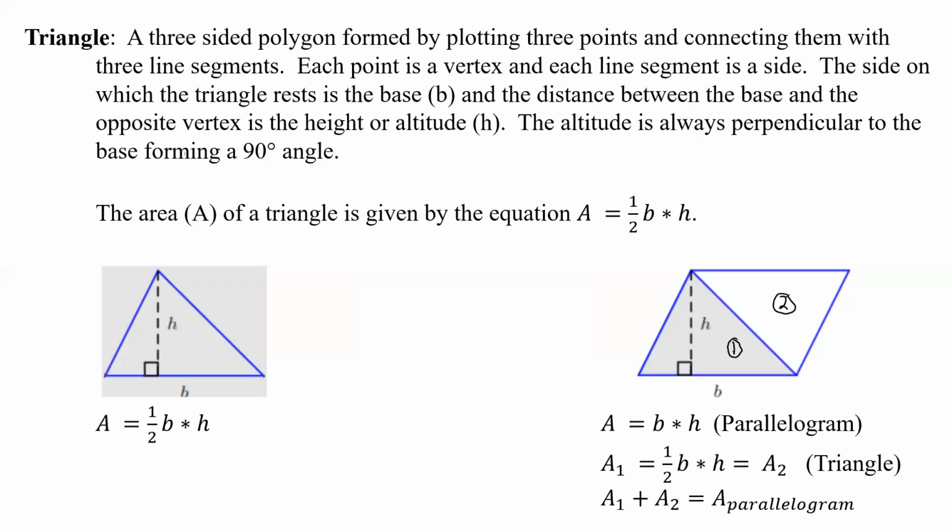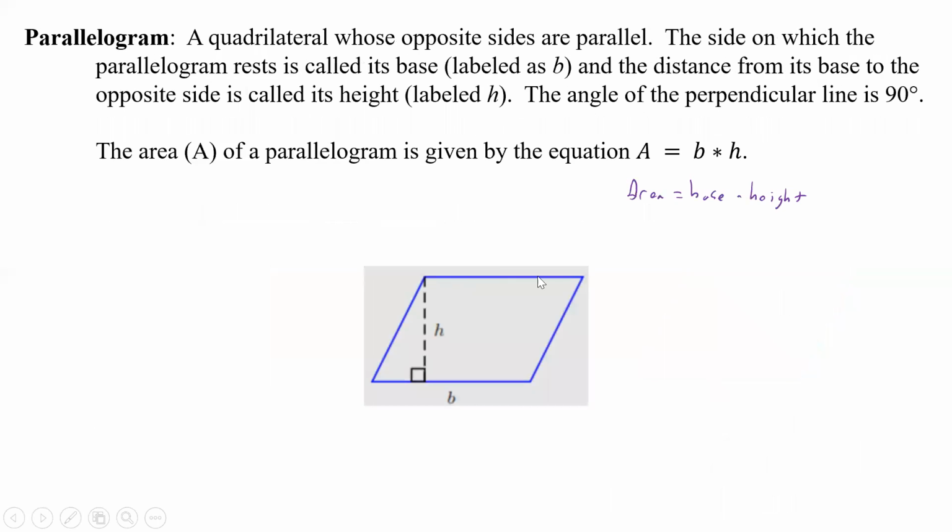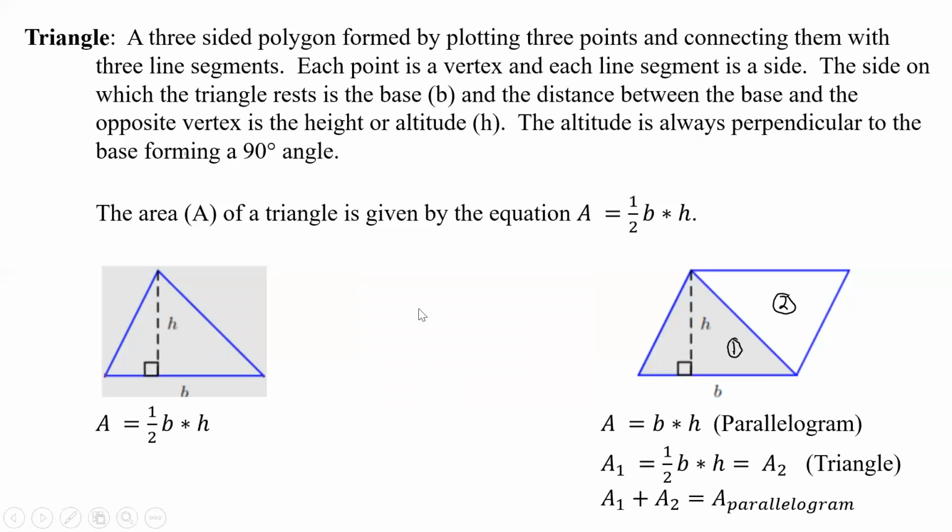Now, the side on which the triangle rests is the base B, kind of like last time. And the distance between that base and the opposite vertex is the height or the altitude. So this is going to be our height, kind of like before with the parallelogram. But if you remember, the parallelogram was two opposite sides. But look, it made a triangle, so it kind of is the same thing. And this is also a 90-degree angle here. Okay. Now the altitude is always perpendicular. So no matter how you draw it, that has to be perpendicular.